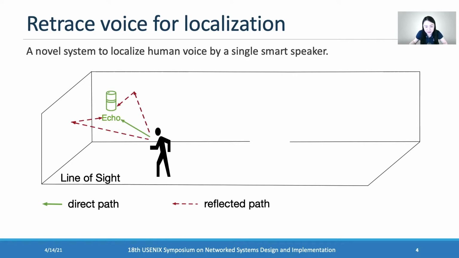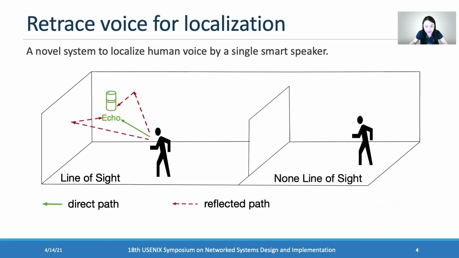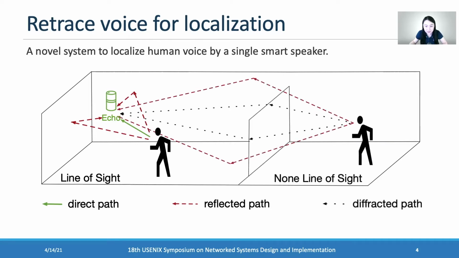If the user and the smart speaker have line of sight, there are direct paths and many reflected paths. As for non-line of sight, if there is some blockage like a wall or furniture, there will be both reflected paths and diffracted paths. Ideally, if we can estimate at least two paths as well as the wall positions, we can retrace the user's location.